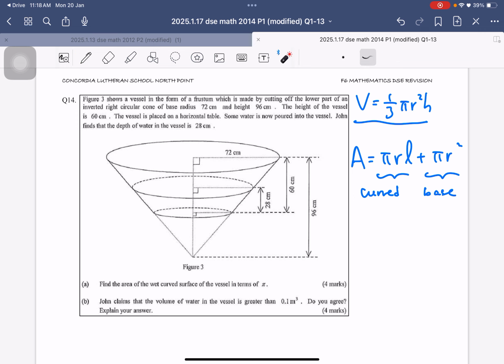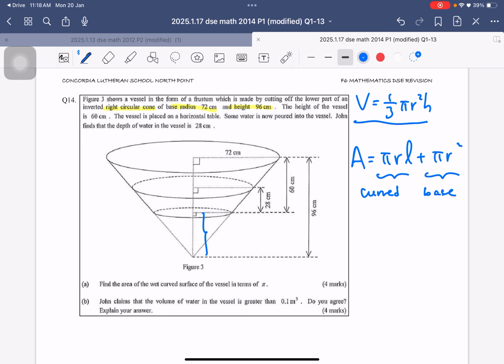So read the question. In the form of a frustum, what's the meaning of a frustum? Frustum means the cone with its head cut off. You can see this is the original cone, but without the head. This is the head, isn't it? By cutting off the lower part of an inverted right circular cone, the base radius is 72 and the height is 96. So we have the large cone, and the height of the vessel is 60. So this part is 60. Then what is the height of the smaller part?